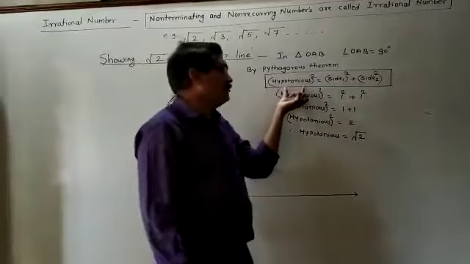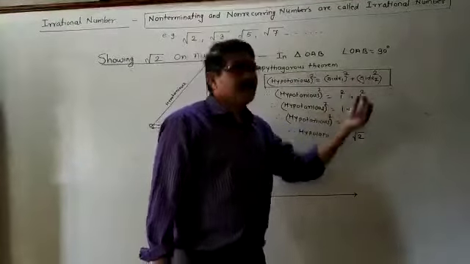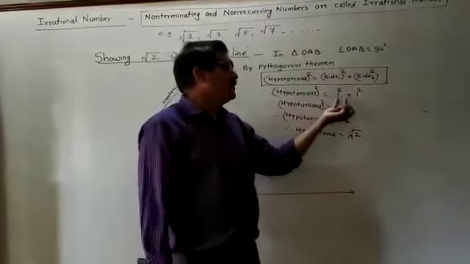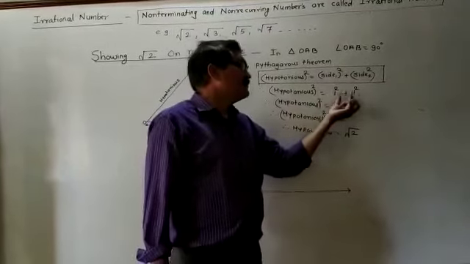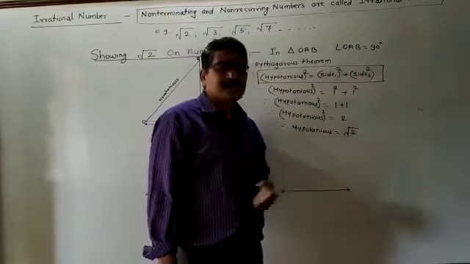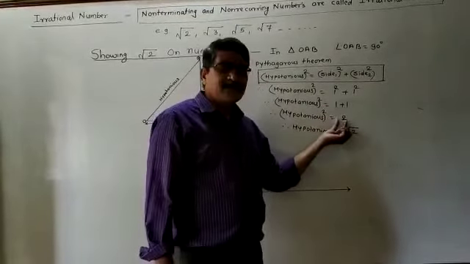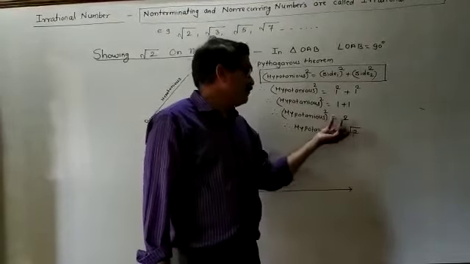So I will say that hypotenuse square is equal to side 1 square plus side 2 square. Hypotenuse square is equal to 1 square plus 1 square. 1 square is 1, 1 square is 1. 1 plus 1 is equal to what will come? 2. So hypotenuse square is equal to 2.